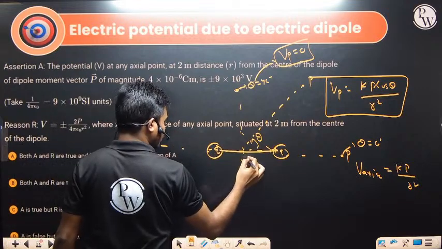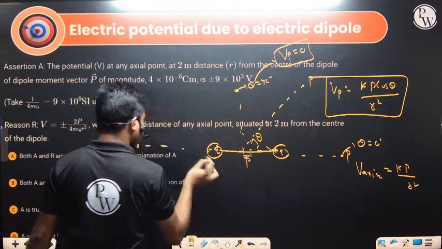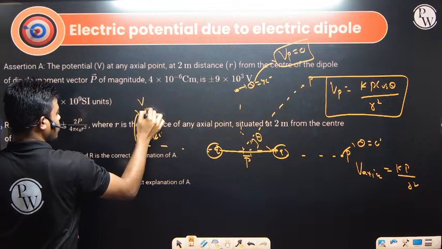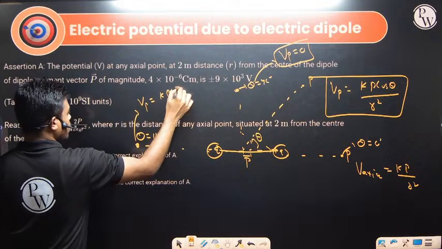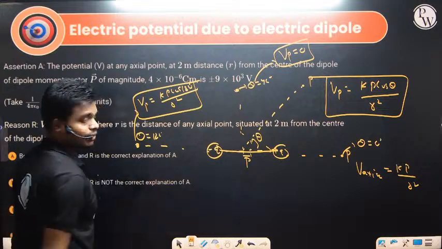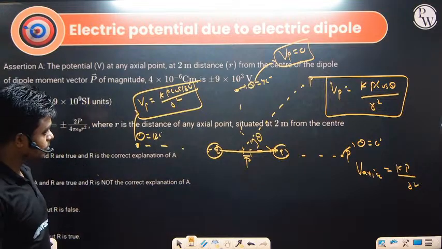So this is the P vector. At this particular point, theta is 180 degree. Again we use the formula Vp equals Kp cos 180 divided by r square. Different formulas at different points, we'll be getting different formulas like that.